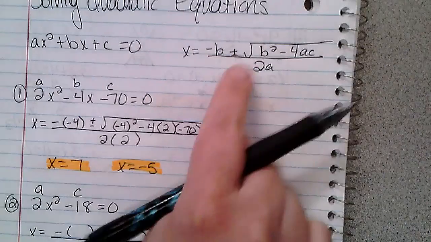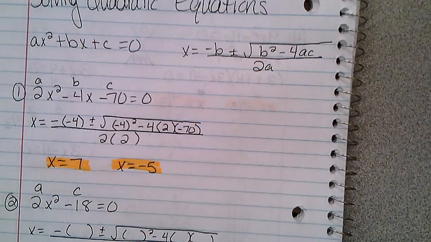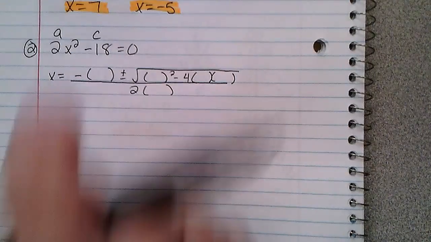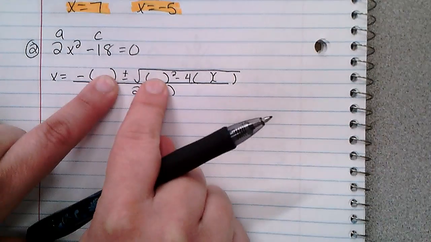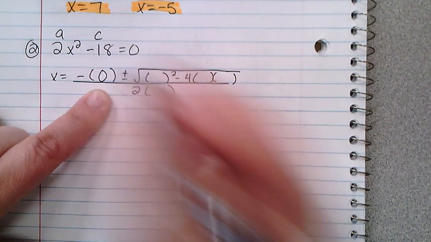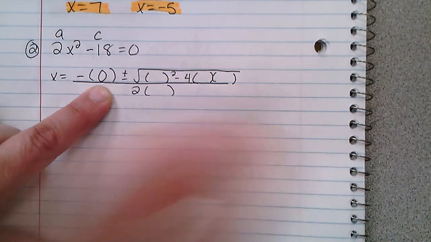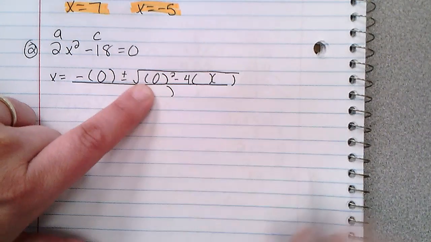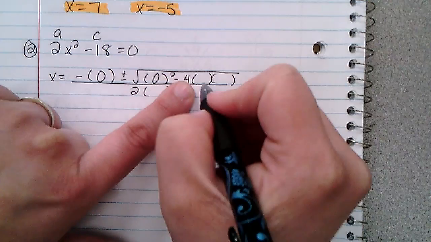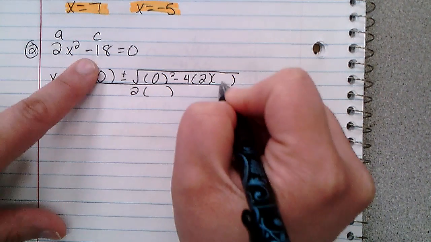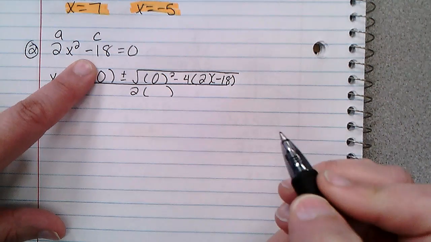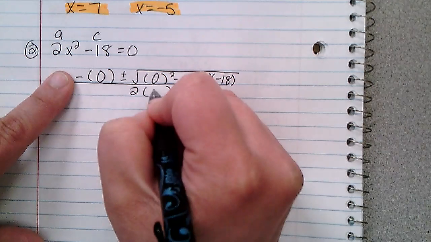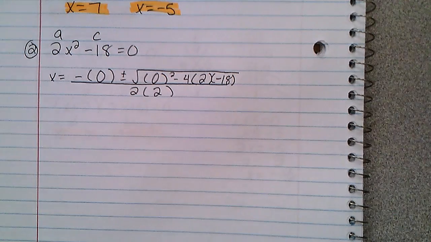So everywhere in the formula that I would have plugged in a B, I would put 0. Okay, so both of these are B's. So we're just going to put 0. So negative B, negative 0. Not such a thing, but that's okay. Plus or minus 0 squared minus 4 times A times C over 2 times A.